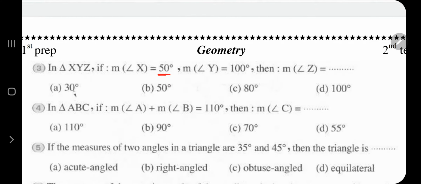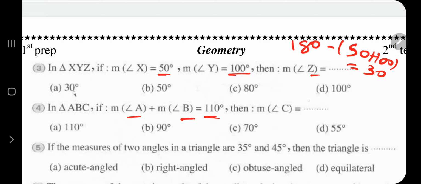Measure of angle x equals 50 and measure of angle y equals 100. What about the measure of angle z? It equals 180 minus (50 plus 100), which is equal to 30. Measure of angle A plus B equals 110. What about C? C equals 180 minus 110 equals 70.